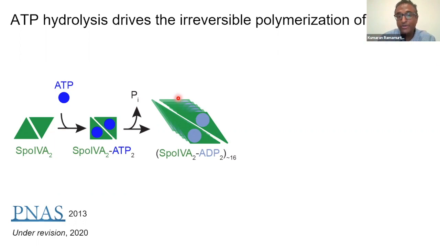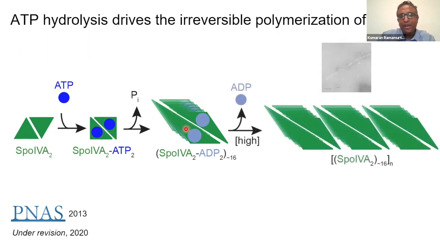What I want to point out, though, is that this is not a polymer. This multimerization intermediate is actually stable under low concentrations of the protein. But if you increase the concentration of the protein artificially, what we found is that the ADP pops off and you get a nucleotide-free polymer, and that's what we're actually detecting by EM.